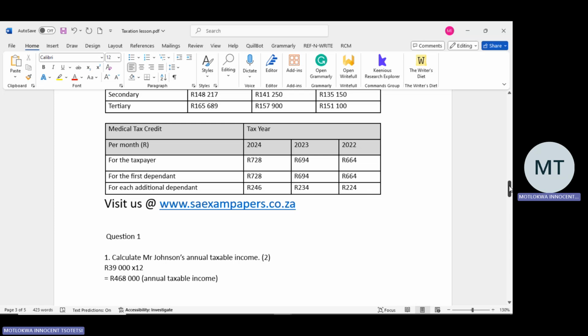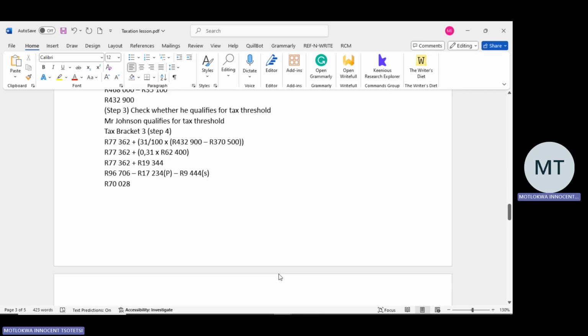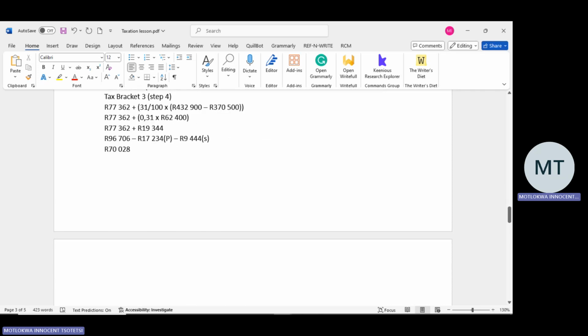Then the first dependent is going to be Mr. Johnson's wife, actually, okay? Because she's the one who comes first before the children, okay? So the children are going to enter under each additional dependent because they are additional. But the first person that comes is Mr. Johnson's wife, okay? So we are going to take these amounts for 2024, the 728, which there are two. Then we also have 246 for each additional dependent, okay? So we are going to do our calculations separately, okay?